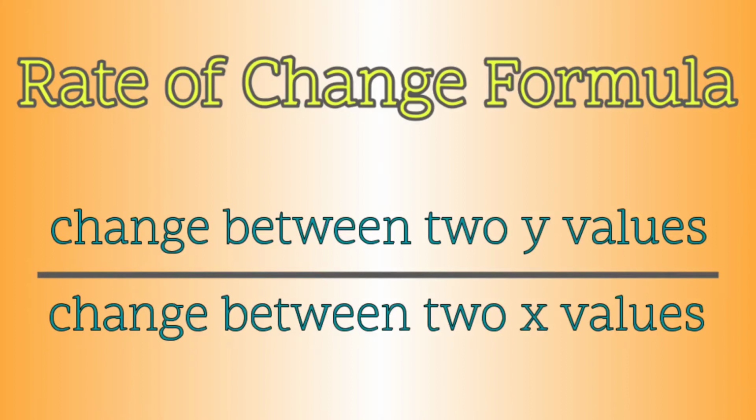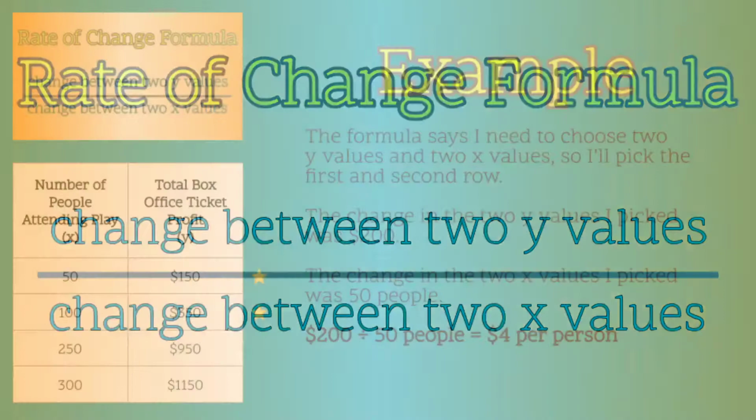In this video, we're going to look at the rate of change formula. As you can see, the formula for rate of change is a fraction. In the numerator, we have to put the change between two y values. And in the denominator, we need to put the change between two x values. So let's look at an example.